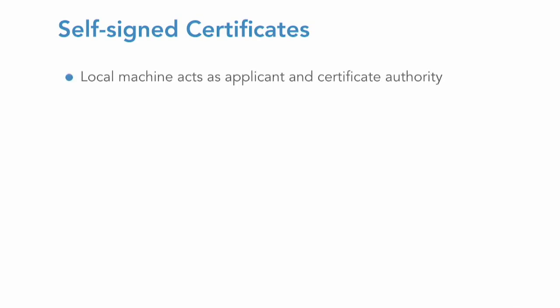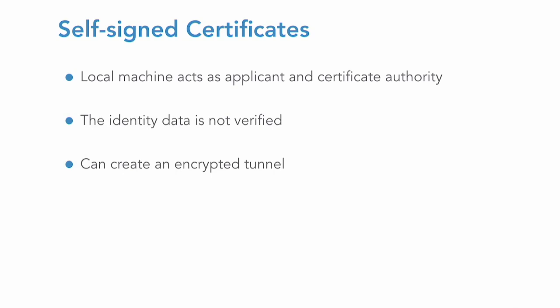Another type of certificate that's used only for testing is a self-signed certificate. In this case, the local machine acts as the applicant and the certificate authority, and the data contained in the certificate is not actually relevant. The certificate can create an encrypted tunnel, but web browsers will not consider it secure, and you may have to jump through a few hoops to get the browser to accept it.